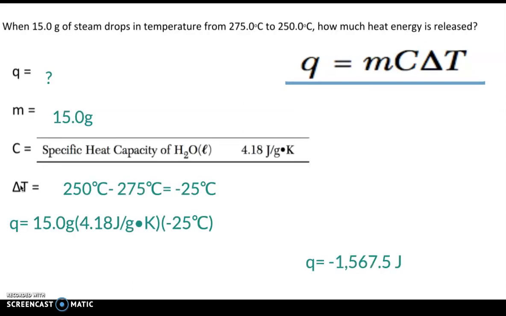And then, when I plug that in, we're going to multiply 15 times 4.18 times negative 25 degrees Celsius, and you're going to get Q is equal to negative 1,567.5 joules.